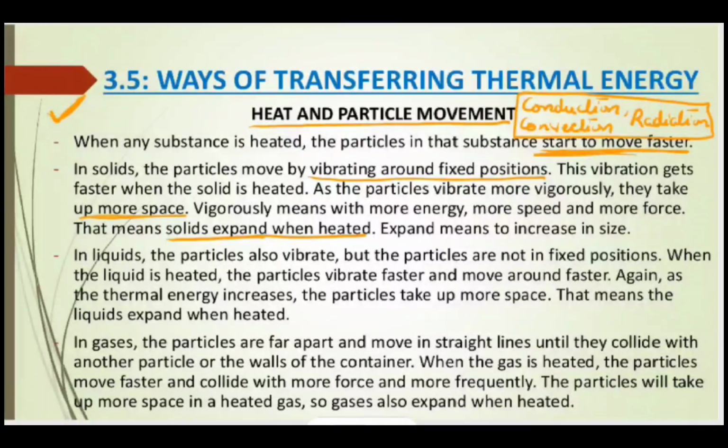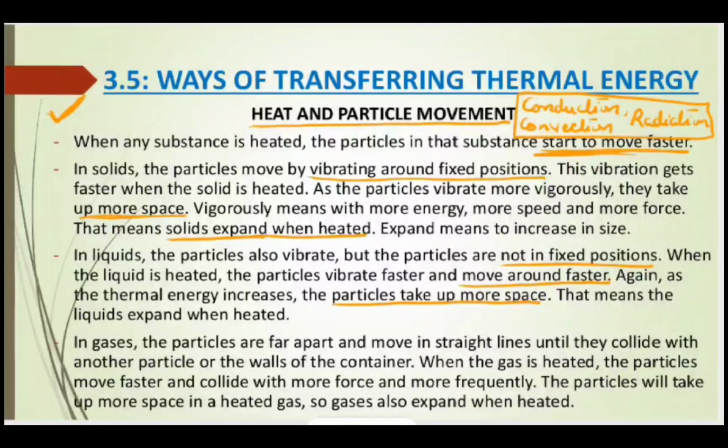In liquid, what happens when thermal energy gets into them? The particles also vibrate, but the particles are not in fixed positions. When the liquid is heated, the particles vibrate faster and move around faster. Again, as the thermal energy increases, the particles take up more space. That means liquids also expand when heated.